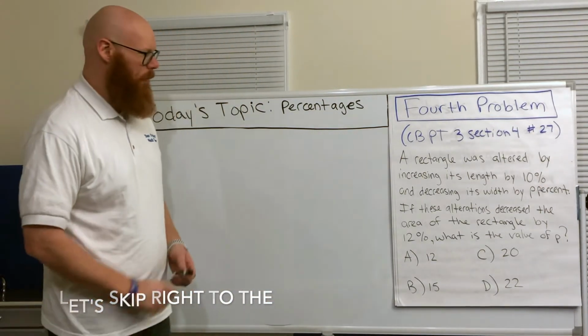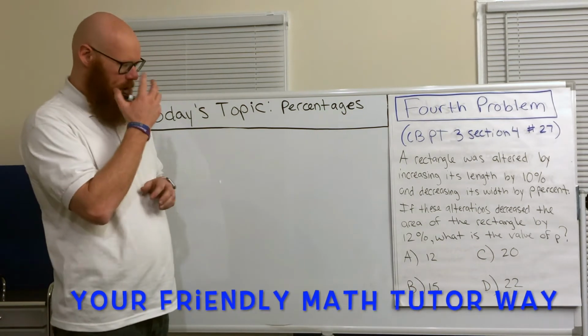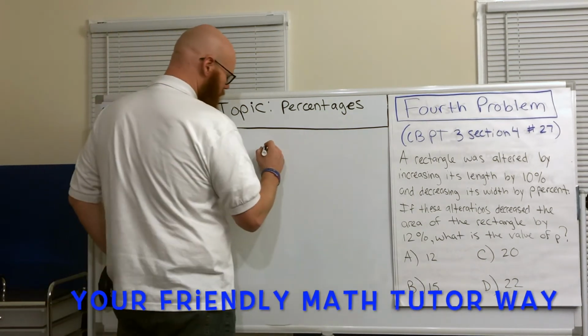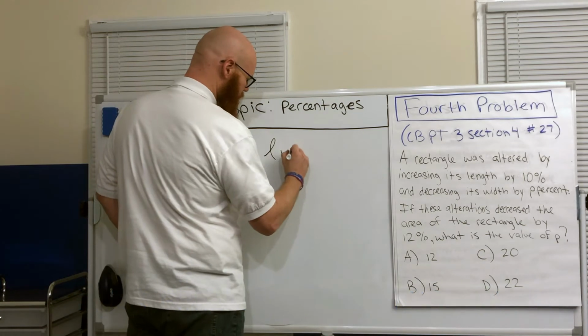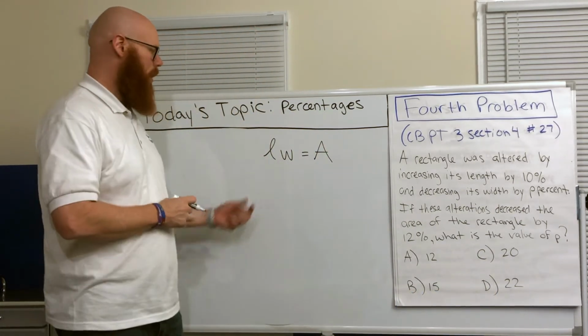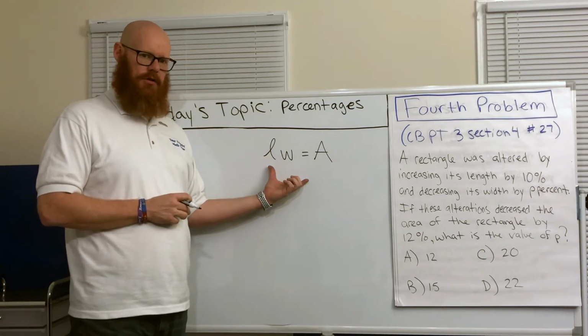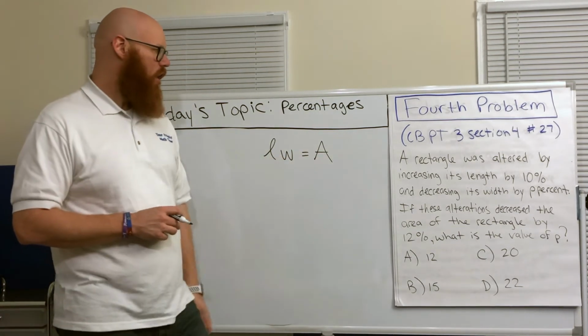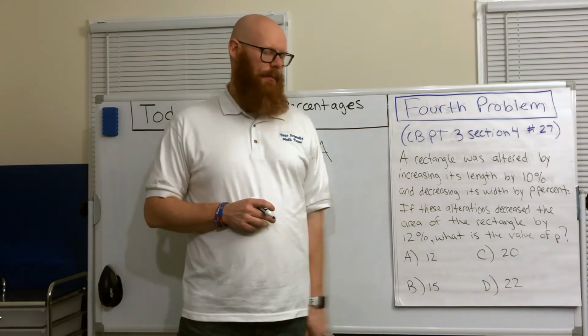So let's first remember we have a rectangle and we're talking about the area. So the area of a rectangle is length times width. And let's go through and manipulate this equation based on what they tell us. So it was altered by increasing its length by 10%.